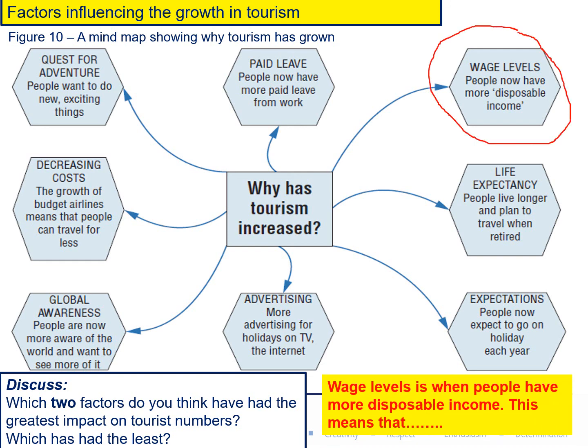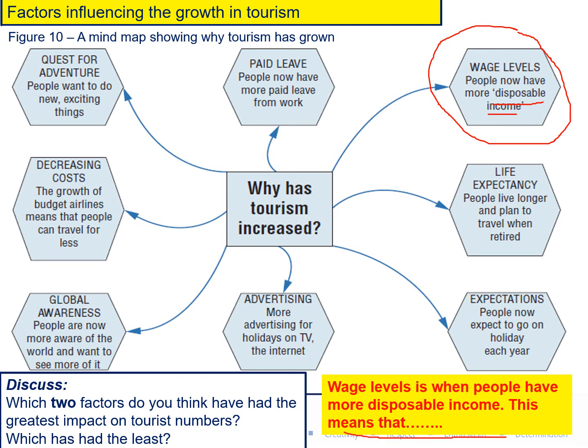Wage levels. So, wage levels is when people have more disposable income. That means they've got more money to spend on things other than their bills and their rent and their mortgage. So it means they have money left over to spend on going on holiday, which is great, because a long time ago people wouldn't have had as much money. They would have just got paid enough for their bills and for their rent and for their mortgage. They would have had very little to spend on holidays.